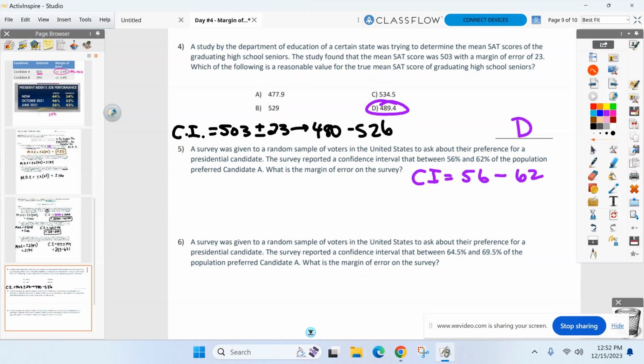So let's talk. What would have been the mean here? What is halfway in between? Maybe you guys do it a different way, but this is how I'm going to teach it. 59, right? And I need to add the same to get to 62 as I subtract to get to 56. So my margin of error must have been 3. Or did anybody say, they're 6 apart and cut that in half? That's fine too. Whatever floats your boat there, kids.